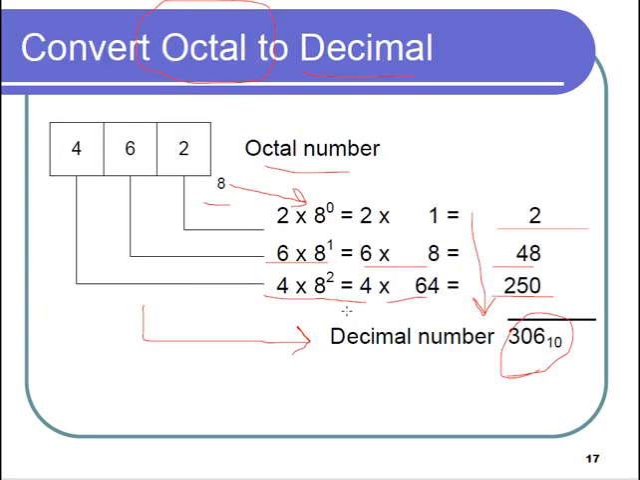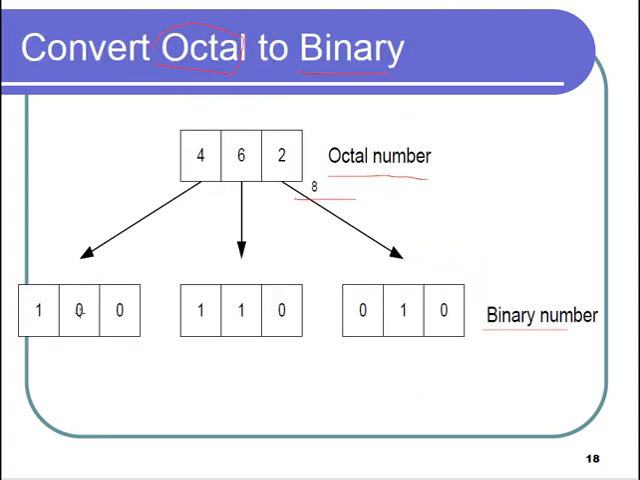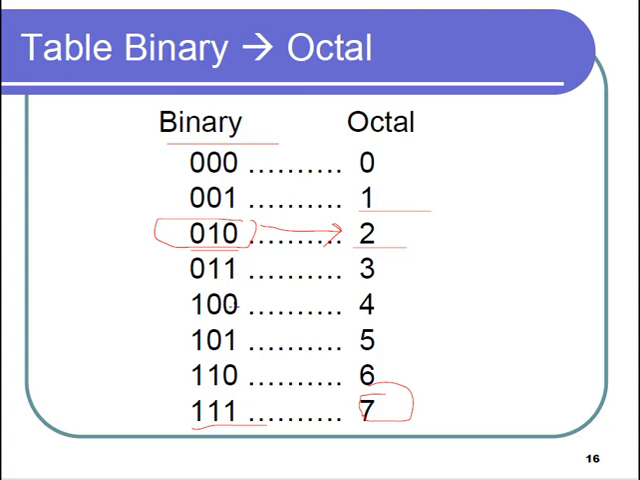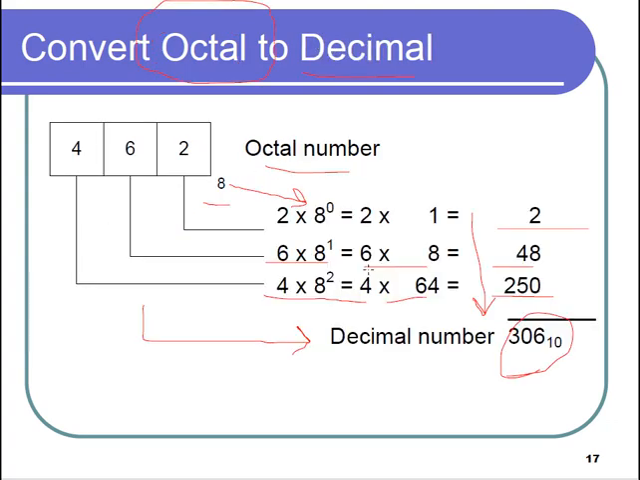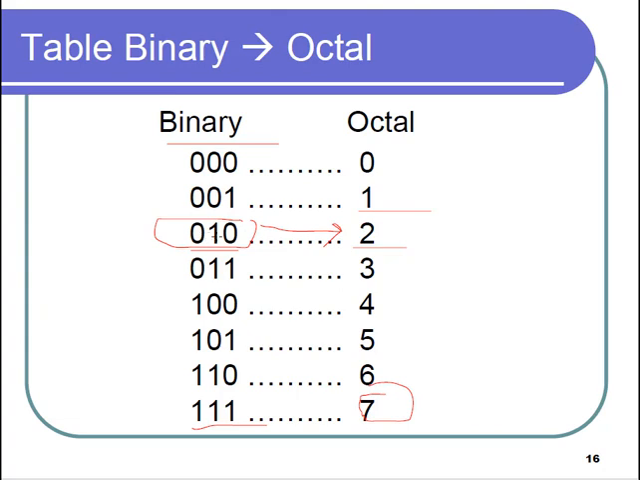Alright, for example, 4 in binary is equivalent to 1, 0, 0. And then we go for 6, which is 1, 1, 0. So for 6, you want to change to binary, 1, 1, 0. And lastly, 2 is represented by 0, 1, 0. See here, 0, 1, 0 is the binary number. It represents the value of 2 in the base of 8.